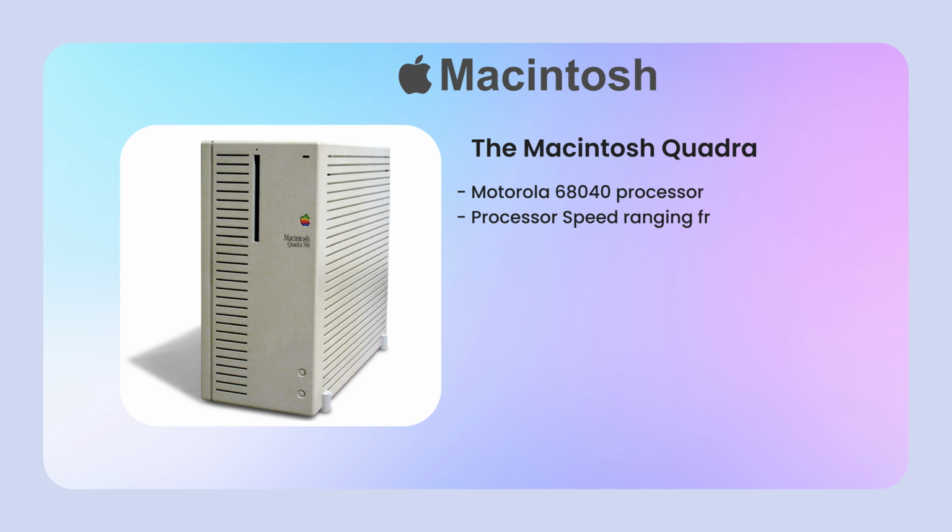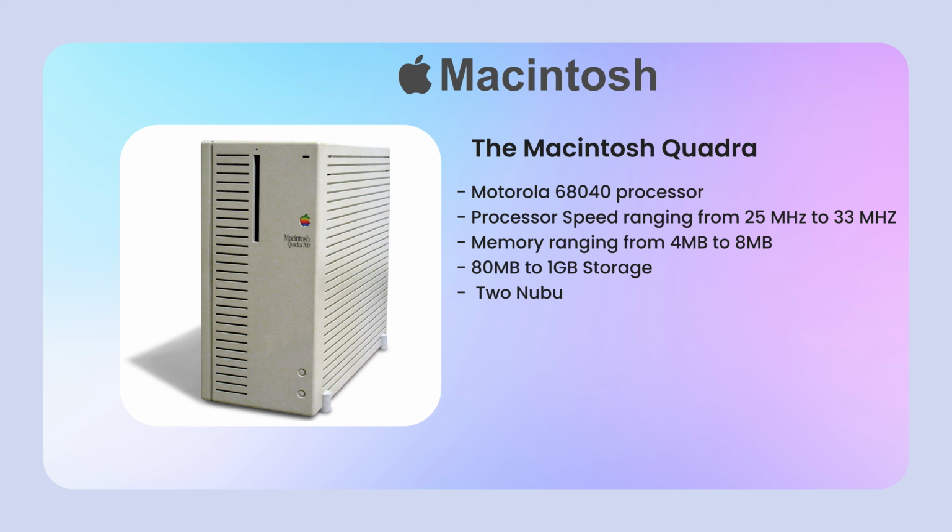Motorola 68040 processor, ranging from 25 MHz to 33 MHz for the different variants. Memory ranging from 4 MB to 8 MB and expandable from 36 MB to 256 MB. They had 0, 80 MB, 160 MB, 230 MB, 400 MB, 500 MB, and 1 GB of maximum storage. They had no optical drives. 2 new bus slots and a processor direct slot.